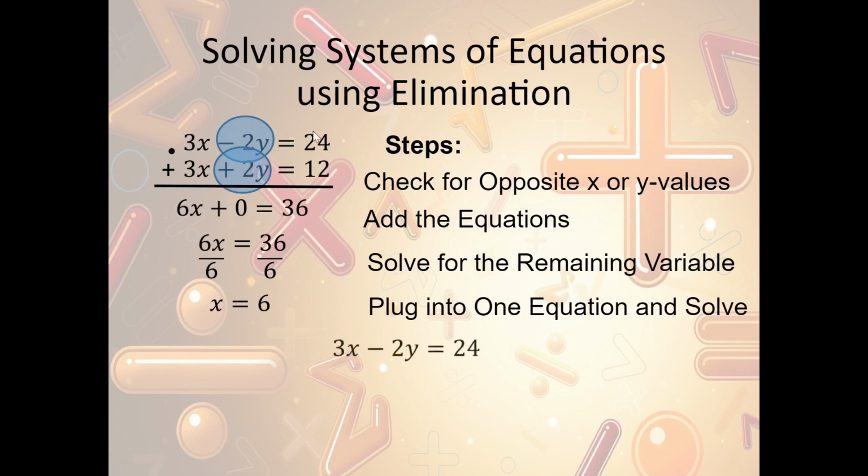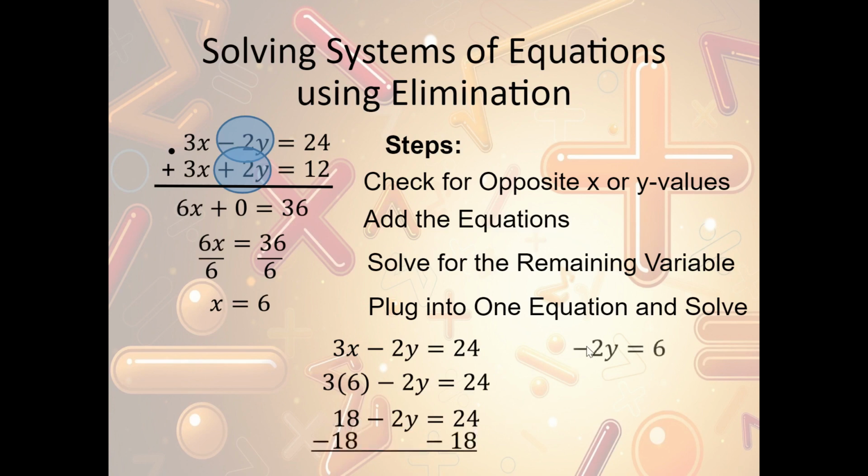We'll go ahead and pick the first one, and we're going to plug 6 in where x is. So instead of 3x minus 2y is equal to 24, it's going to be 3 times 6 minus 2y is equal to 24. 3 times 6 is 18, so we get 18 minus 2y is equal to 24. We need to get rid of this 18, so we're going to subtract 18. And we're left with -2y is equal to 24 minus 18, which is 6. We'll divide both sides by -2, and we get y is equal to -3.